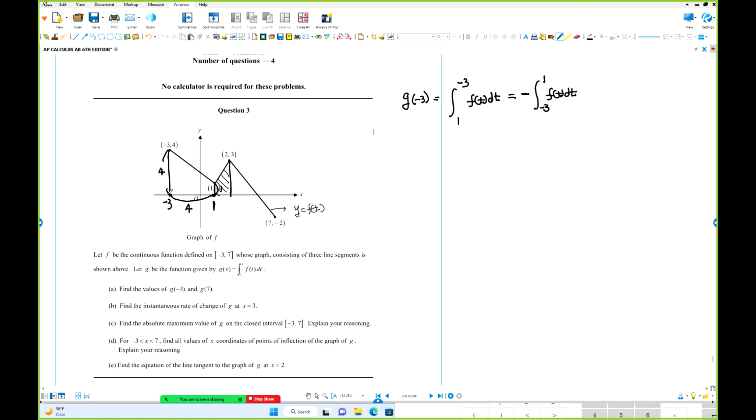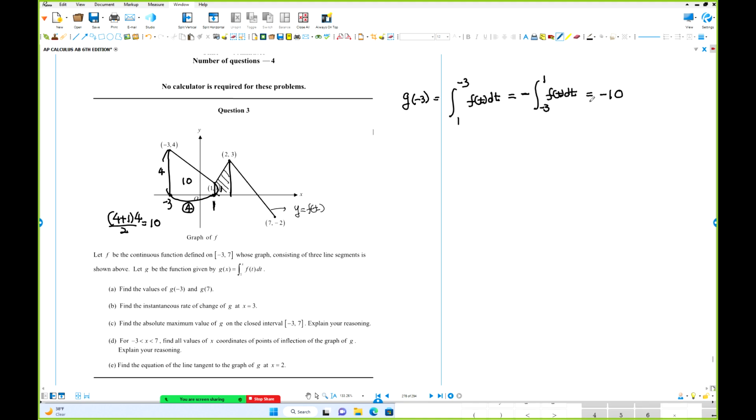That is a trapezoid, okay? Trapezoid is what? 4 plus 1, upper base and bottom base, times the height 4, divided by 2. That is 10, right? This area is 10. Okay, so we still have a negative sign. It's going to be negative 10, right? So g of negative 3 is negative 10. Are you okay with this?